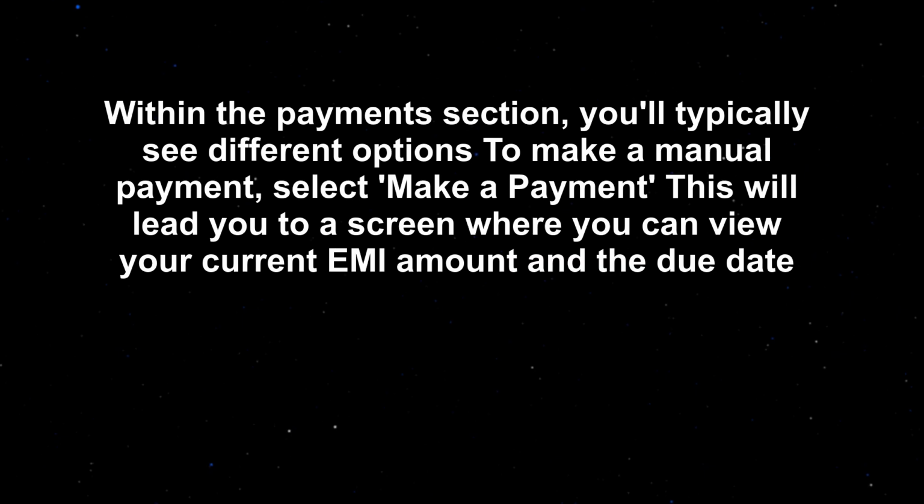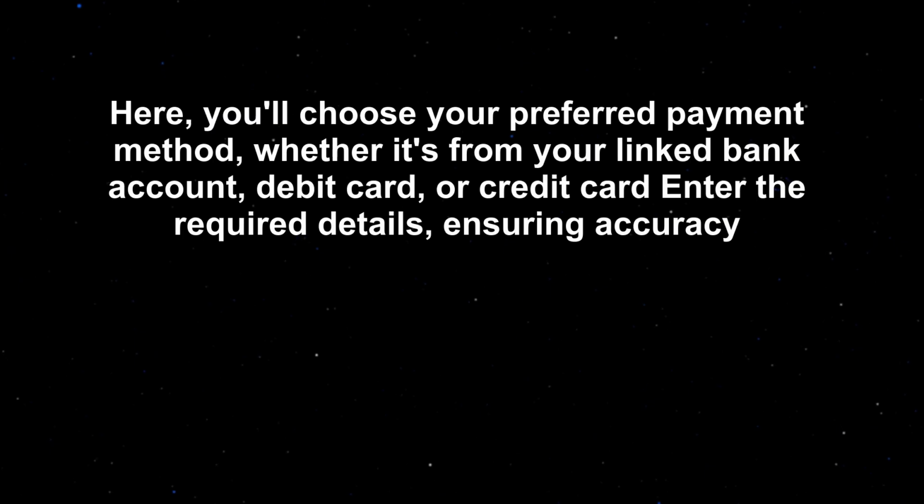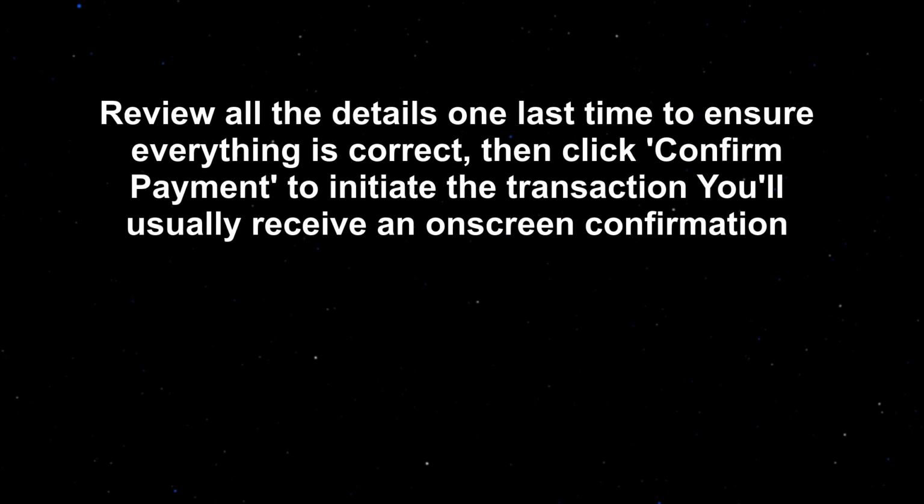Select Make a Payment. This will lead you to a screen where you can view your current EMI amount and the due date. Here, you'll choose your preferred payment method, whether it's from your linked bank account, debit card, or credit card. Enter the required details, ensuring accuracy. Review all the details one last time to ensure everything is correct, then click Confirm Payment to initiate the transaction. You'll usually receive an on-screen confirmation.